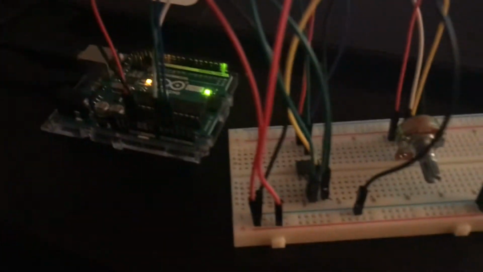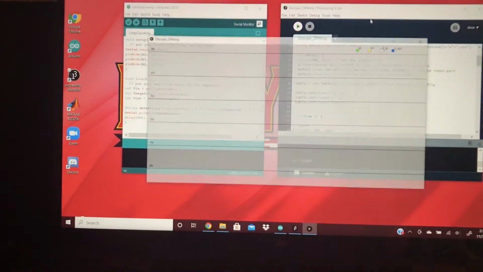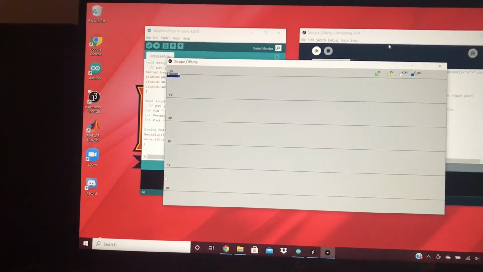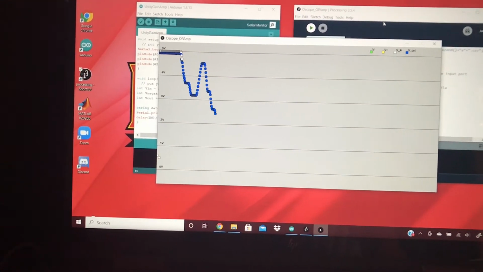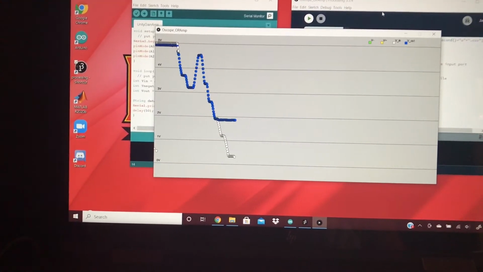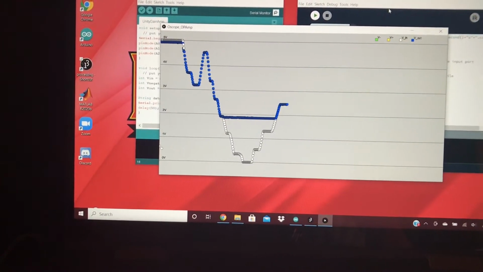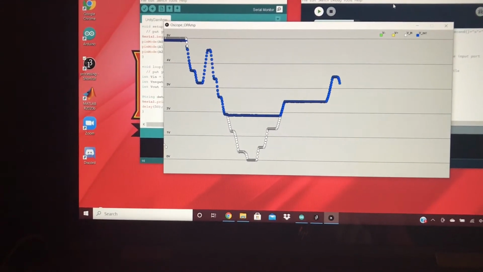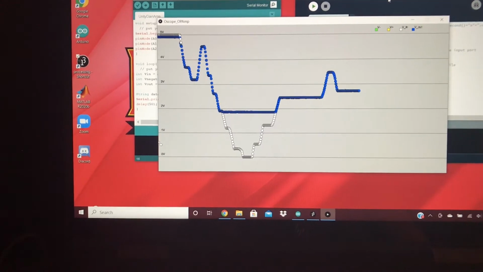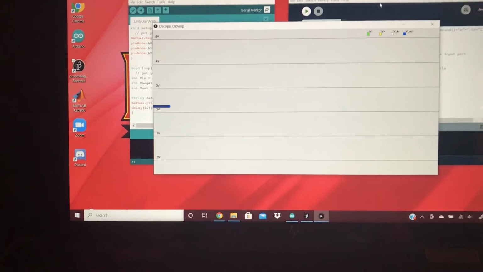Here's the circuit. We have the potentiometer. We have the 3 analog pins. The oscilloscope. You see that the 3 lines follow each other until you get down below around 2 volts, which shows us that the output voltage can't follow the input below that, from 0 to 5 volts.